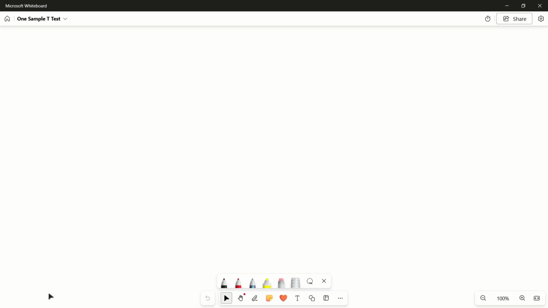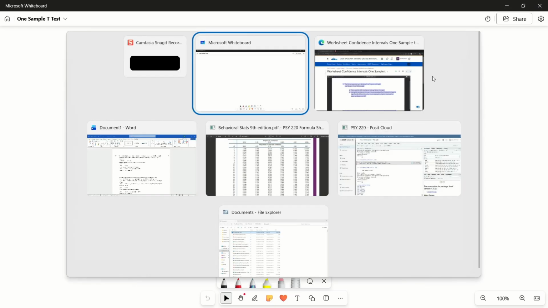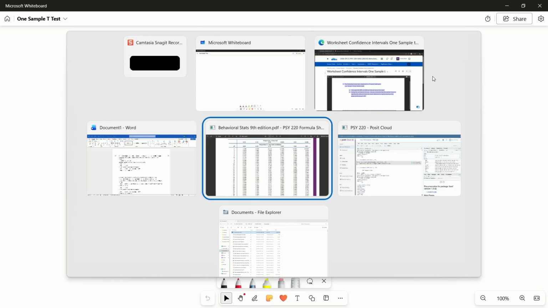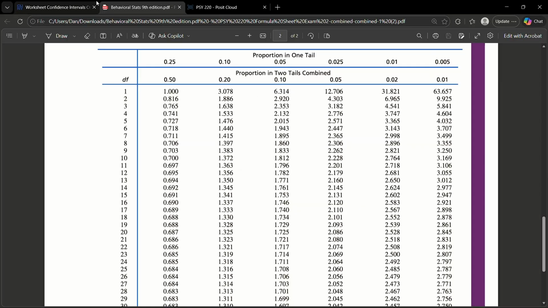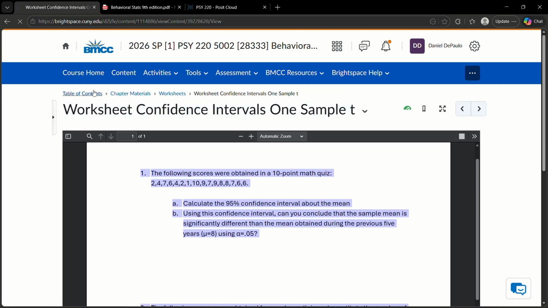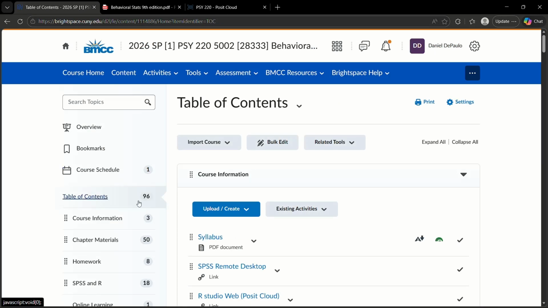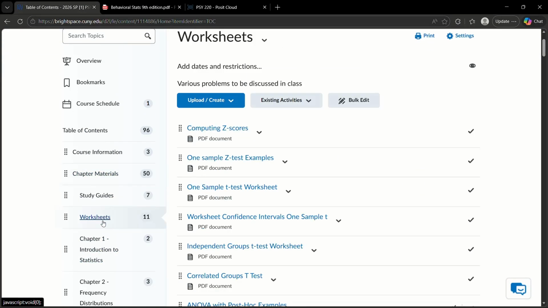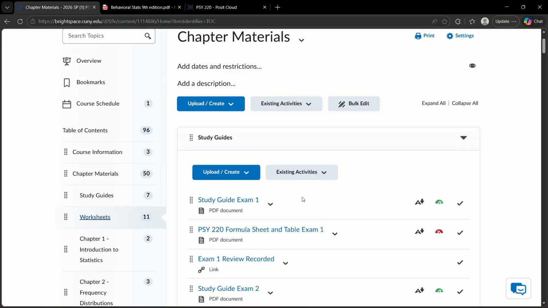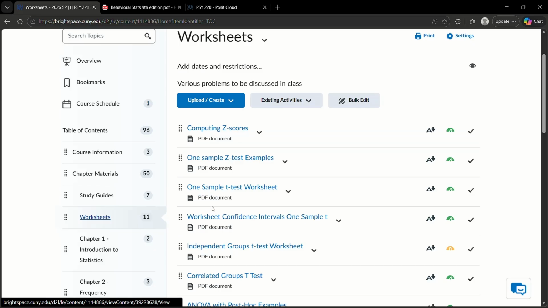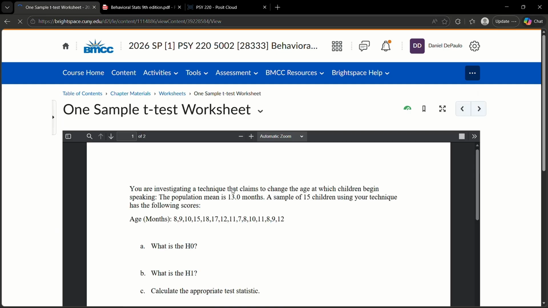Okay, so we're about to do some problems on the one sample t-test. The problems are located under the worksheets in Brightspace under course materials. So if we go to Brightspace under course materials, you'll see table of contents, chapter materials, and you'll see worksheets. So we're going to do the one sample t-test worksheet. Go back to worksheets here. So that's where all these problems are coming from.